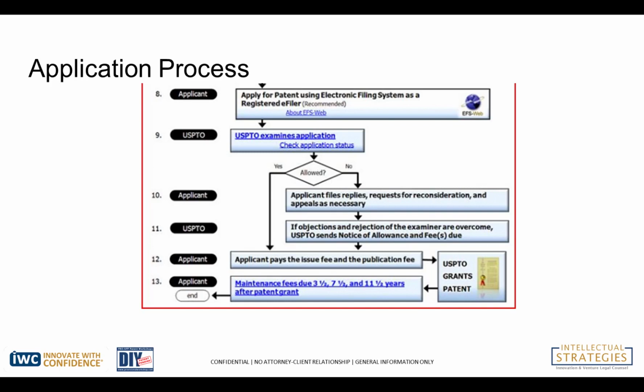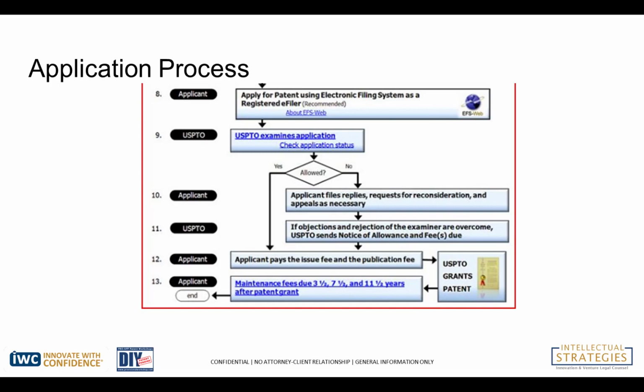And those fees are due at 3.5, 7.5, and 11.5 years, and they just incrementally go up. The first fee is relatively small. It's in the hundreds of dollars. The last fee is relatively large, in the $8,000 to $10,000 range, or even more, depending on what type of entity you are that's filing.